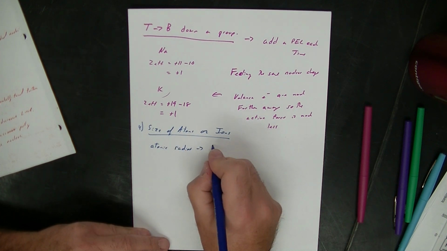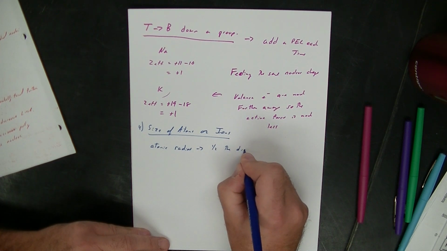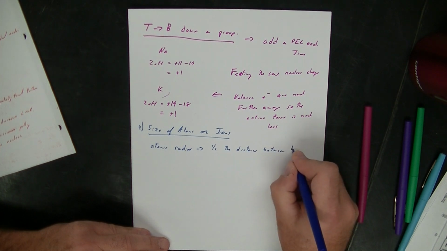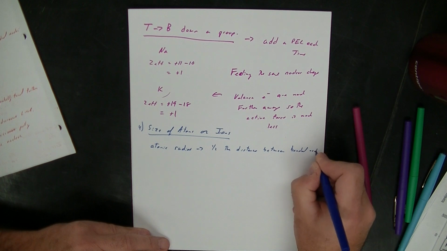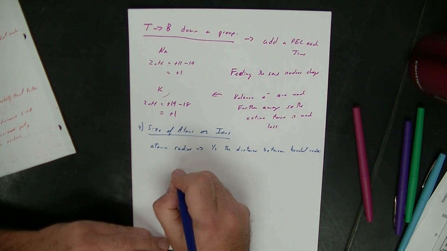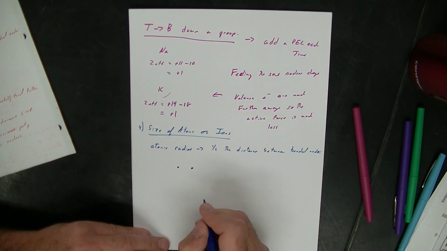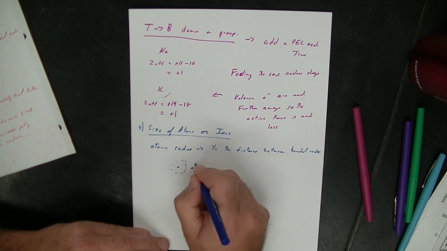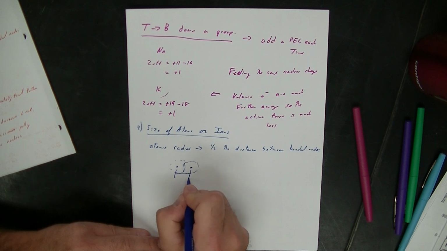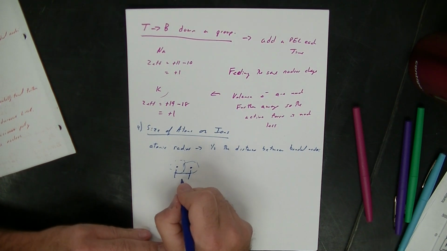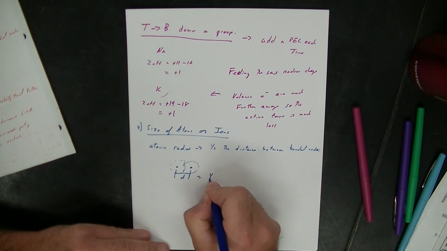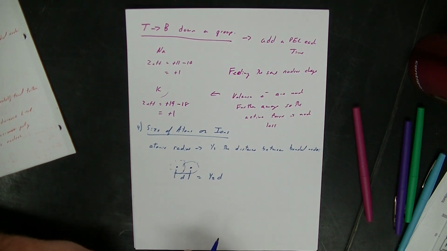And our atomic radius is half the distance between bonded nuclei. All right, so if I have two atoms that are bonded together, all right, so we have this orbital overlap. Right? This distance between the two nuclei, okay, so this is d. Okay, so our atomic radius is equal to 1/2 the distance between those bonded nuclei.